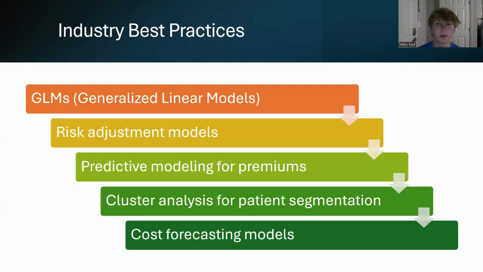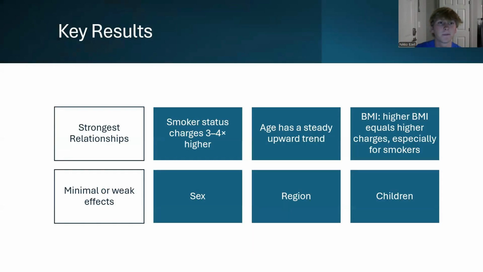So then the industry best practices we can see here are GLMs, which are generalized linear models. You've got risk adjustment models to determine the risk of patients, predictive modeling for premiums to determine the price of the premiums, cluster analysis for patient segmentation, and then cost forecasting models to determine the cost of what an average patient will be. So some key results here.